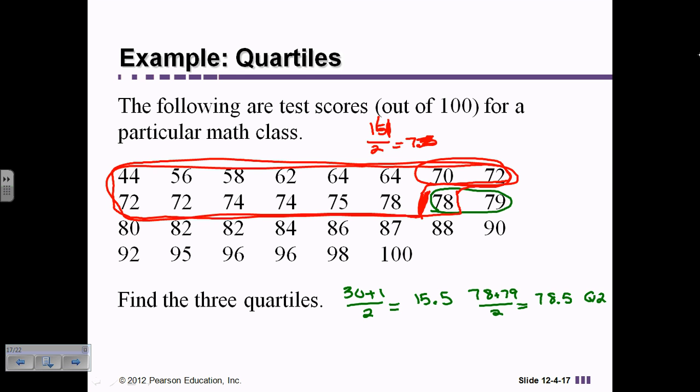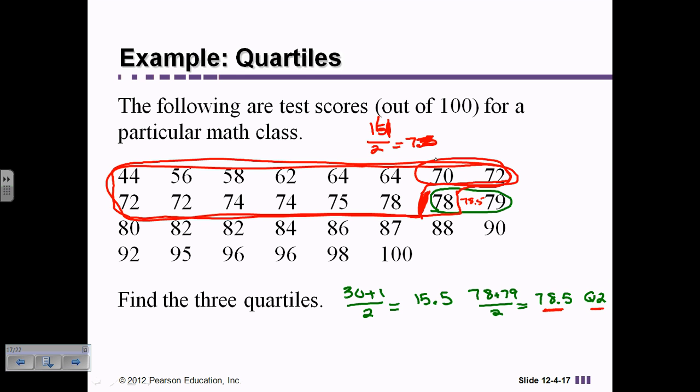So let's look at this one. We're going to find our median first. There are 30 sets of data, so the median is going to be at the 30 plus 1 divided by 2, the 15.5 position. The 15.5 position is between 78 and 79. So we find the average of those two numbers, and quartile 2 is 78.5. Okay? So that's quartile 2.